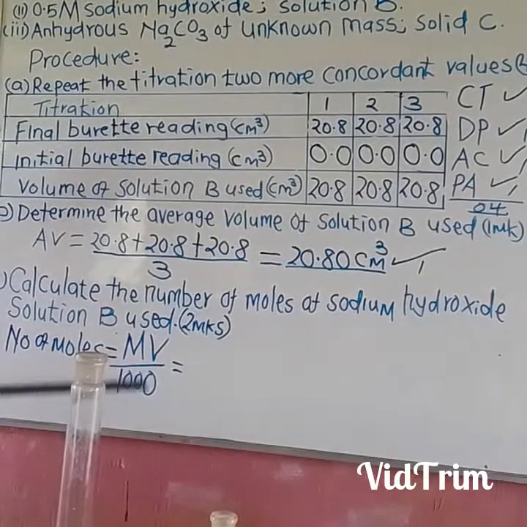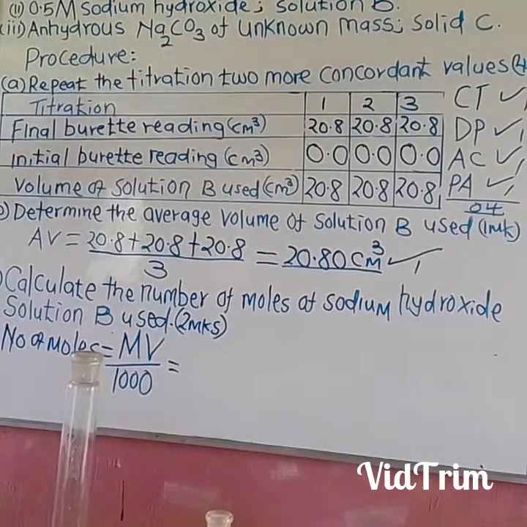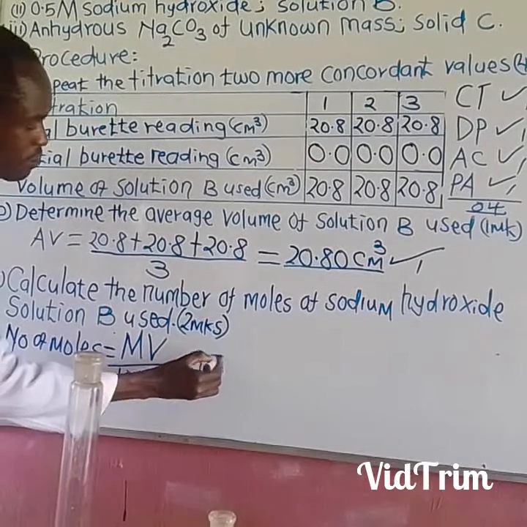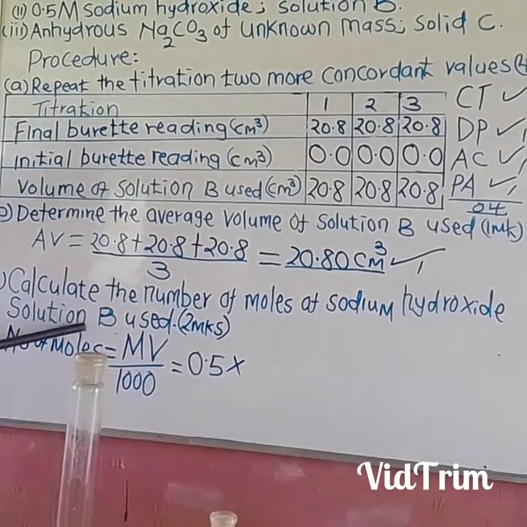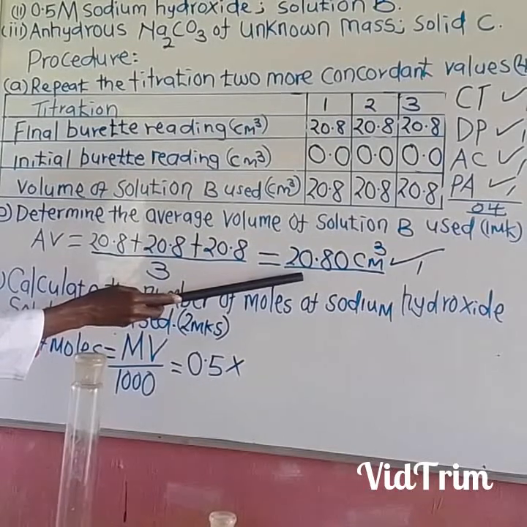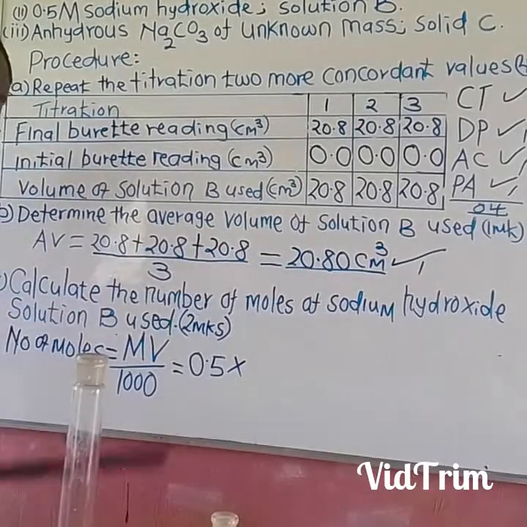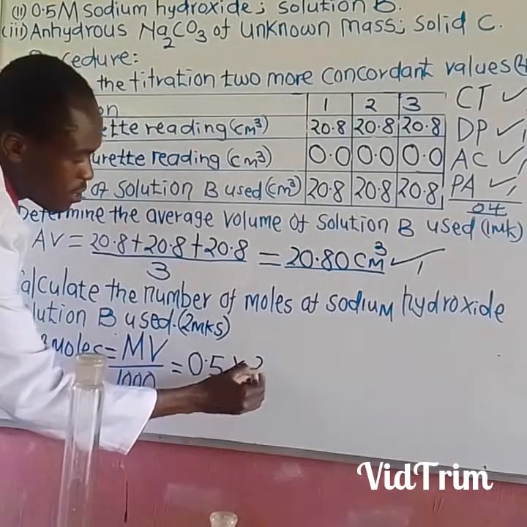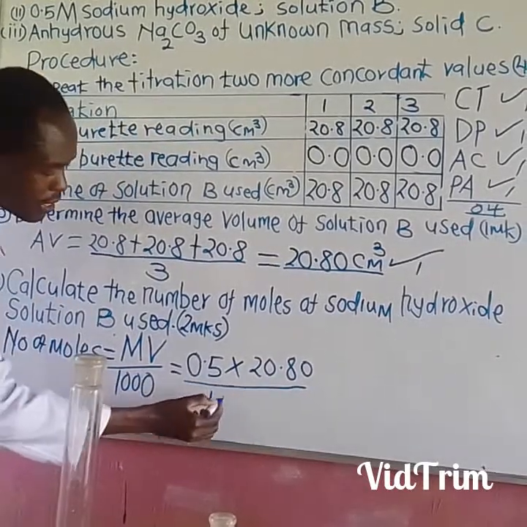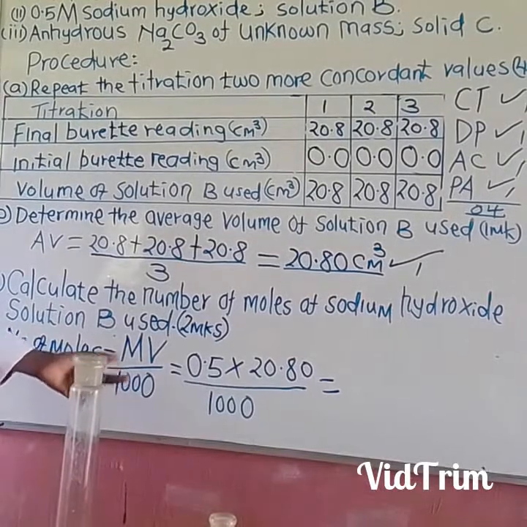Is it okay? So what's the molarity of sodium hydroxide? This 0.5 molar is the molarity. Is it okay, my student? Just see how easy it is to calculate this. So you take molarity, which is 0.5, times volume. Volume of solution B used, so it is the average volume. Solution B used, it's the average of the 3, which is 20.80. So that's the volume that we use here. So it is 20.80. Then you divide this one by 1000.